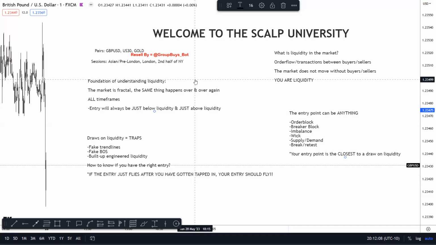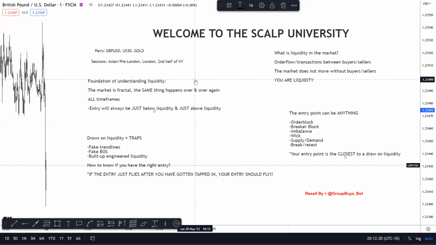Right? So a key thing to always note as well, when price is kind of playing around and bouncing around your entry point, is how do you know if you have the right entry based on liquidity alone, right? So we're just talking based on liquidity alone. But how you know you have the right entry is if your entry just flies right after you've gotten tapped in. That's how you know that you have the right entry.